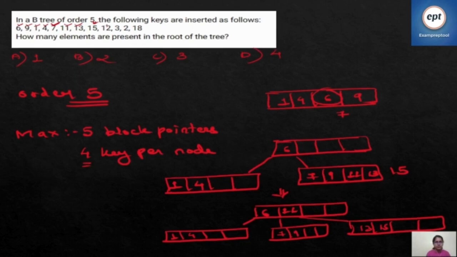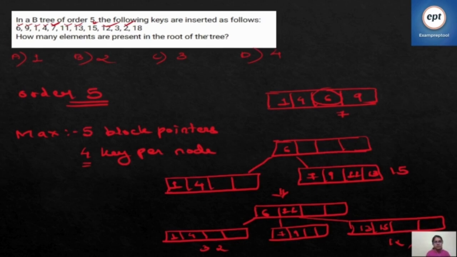When 12 comes, it will be accommodated here. When 3 comes, it will accommodate here. When 2 comes, it will accommodate here. And when 18 comes, it will accommodate here. Likewise there is no need to split again. So in the root we will have two keys only, 6 and 11.